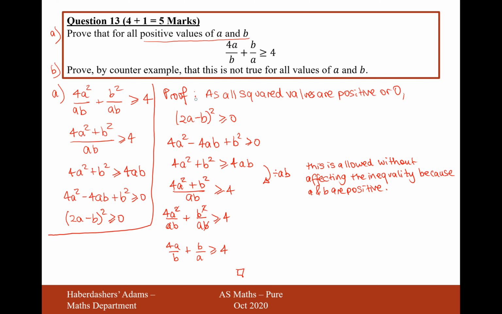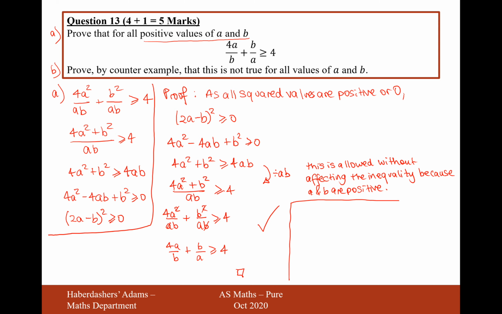So we have started with a fact that all squared values are positive or 0. So therefore we can say that 2a minus b squared is greater than or equal to 0. And then we've just applied mathematical logic to get from one fact to another fact. So there we are, that's the answer to this question.